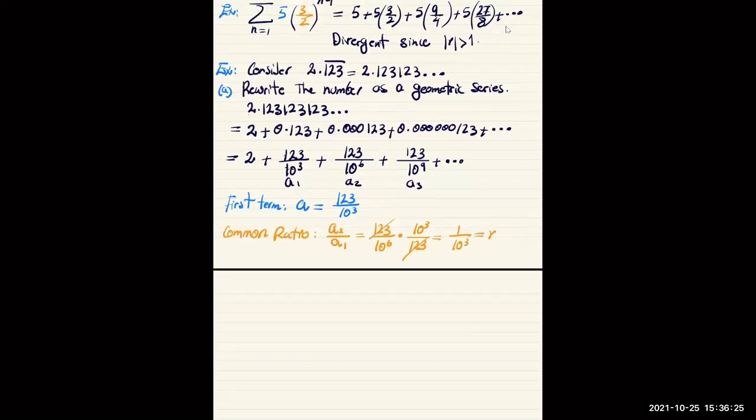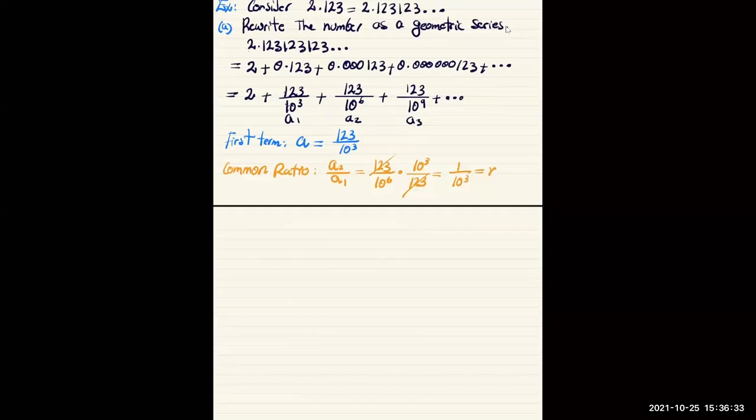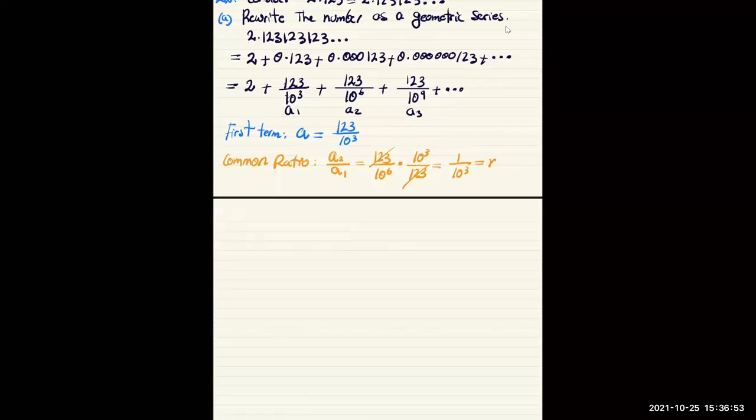Remember, we did something like this earlier in the sequence section. Divide any 2 consecutive terms, or you could just think about it. I have to multiply the second term by 1 over 10 cubed to get the next term, which is 123 over 10 to the 9. Since I know the first term and I know the common ratio, I can write this number in series form.